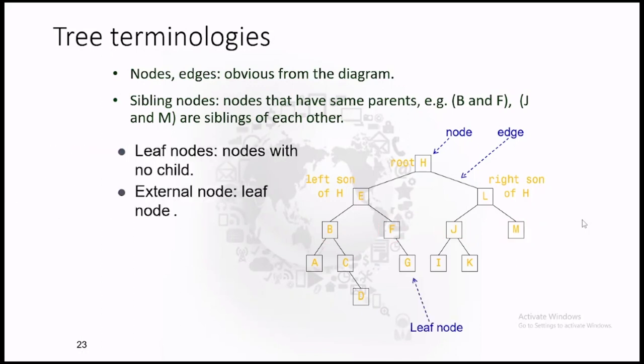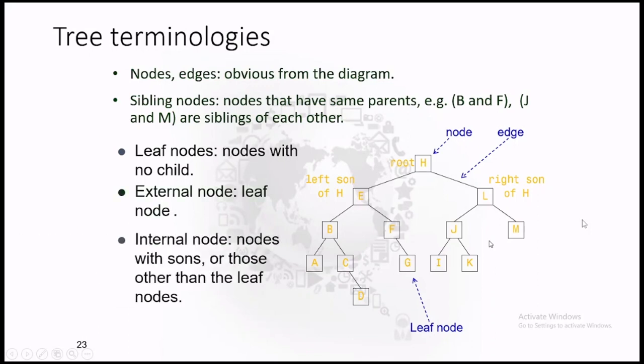So we have leaf nodes, which are nodes with no child. And internal nodes are the nodes with sons, those other than the leaf nodes. So this one, we call it a leaf node. And this one, let's say B, we call it an internal node.